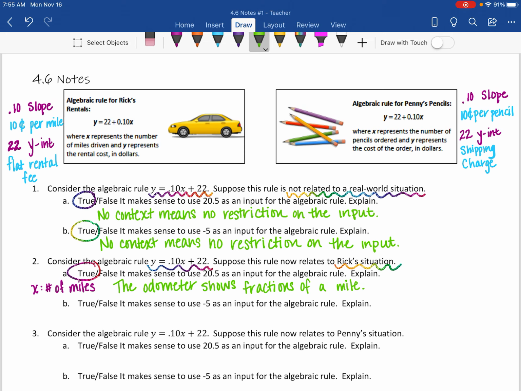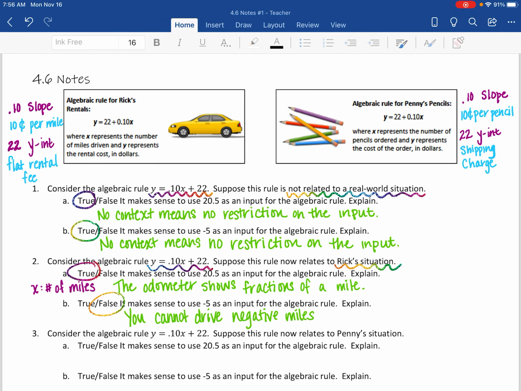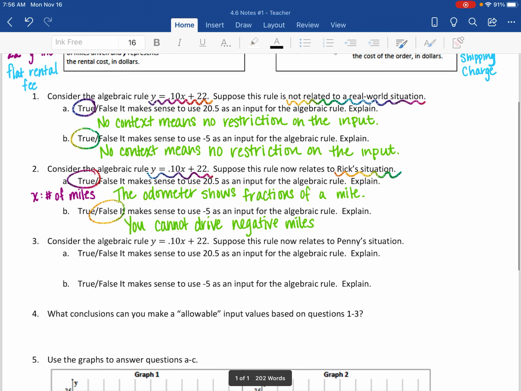True or false, it makes sense to use -5 as an input for the algebraic rule. So we're talking about miles driven. It makes sense to use a negative number for the number of miles driven? No, absolutely not. You cannot drive negative miles. All right, let's scroll up to the next one.